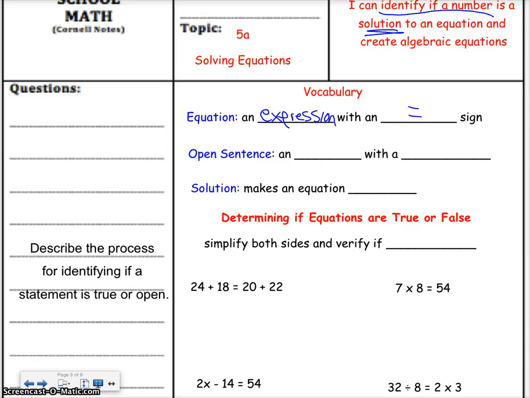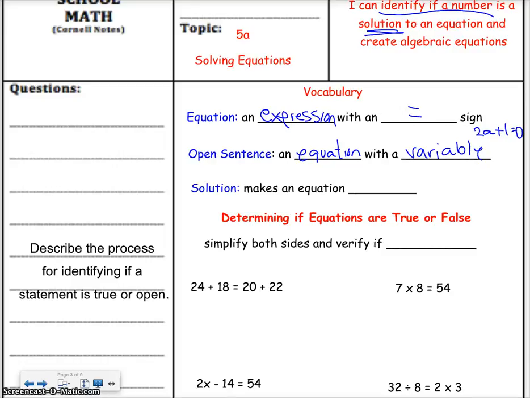An open sentence is an equation, so it has an equal sign with a variable. That means that you're not for sure what it is yet. It's open for debate. We have to use some algebra. So that would be something like this. 2a plus 1 equals 0. That would be an open sentence. It's open because it has a variable in it.